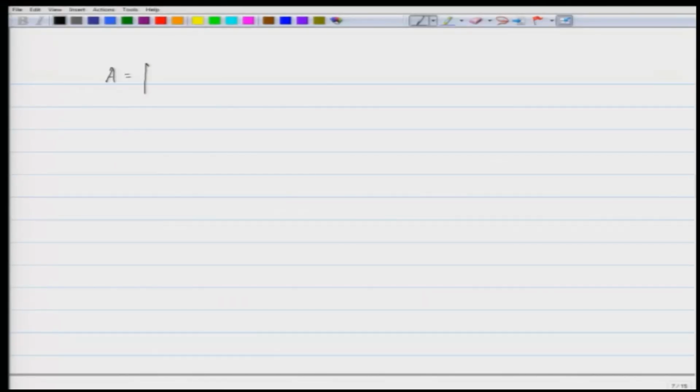So, let me take an example. I start with the matrix A. Let me write it as 1, 2, 3, minus 4, 1, 0. Then this matrix has 2 rows and 3 columns. The first row of this matrix is 1, 2, 3, and the second row of this matrix is minus 4, 1, 0. Sometimes we may put commas also for better understanding. So, we have the first row and the second row, then there are 3 columns.